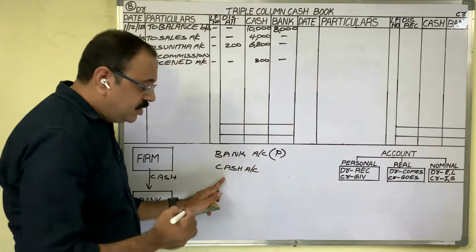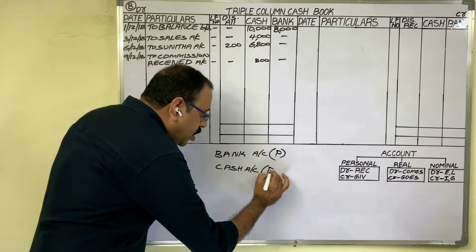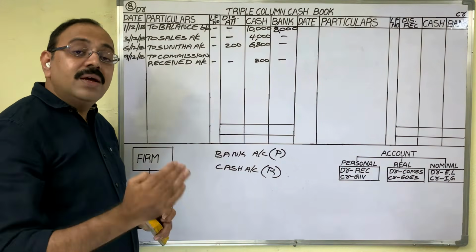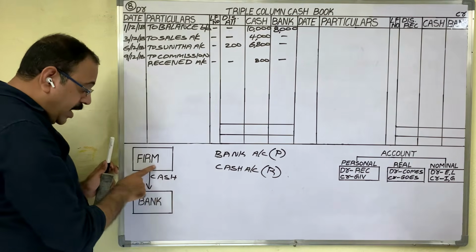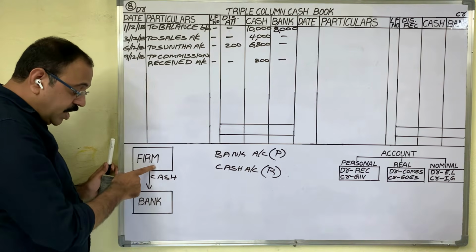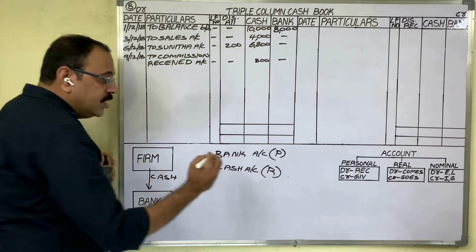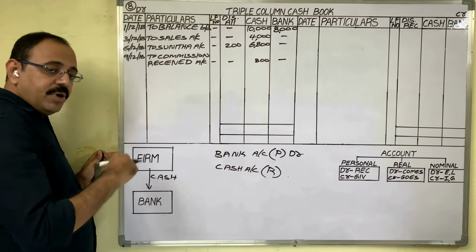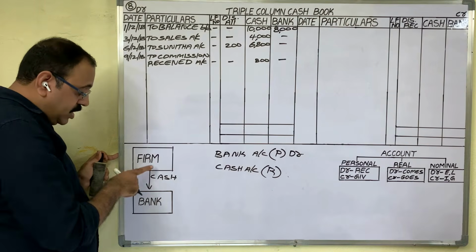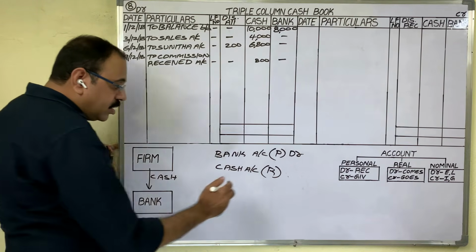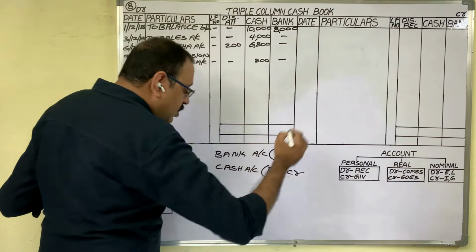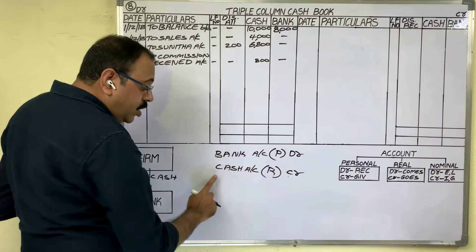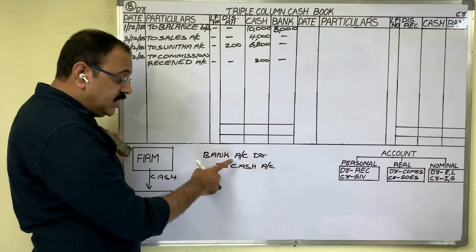Cash is an asset, therefore real account. Personal account rule: debit the receiver, credit the giver. Bank is a receiver because we are depositing money in the bank. Debit bank account. Real account rule: debit what comes in, credit what goes out. Cash is going from us, credit cash account. Then the final entry is bank account debit to cash account. So this is the entry.